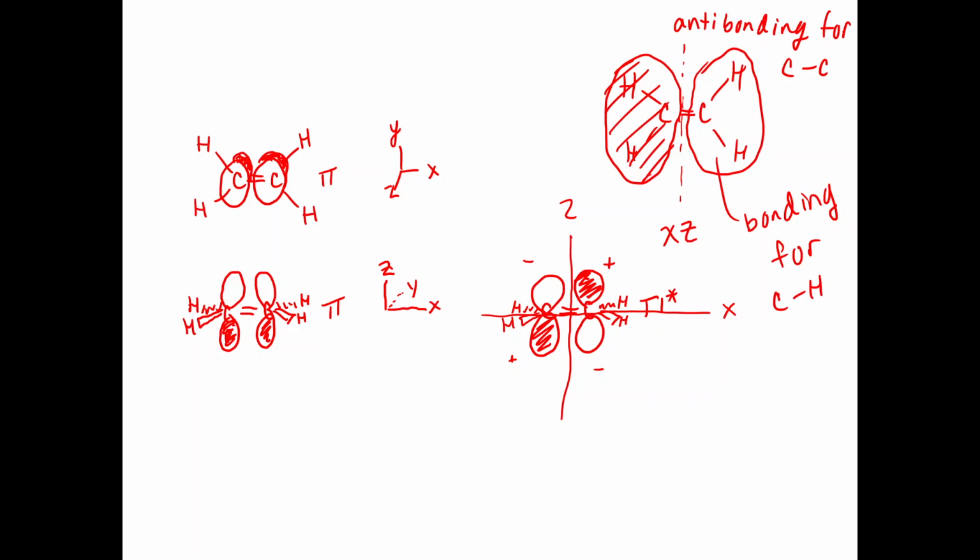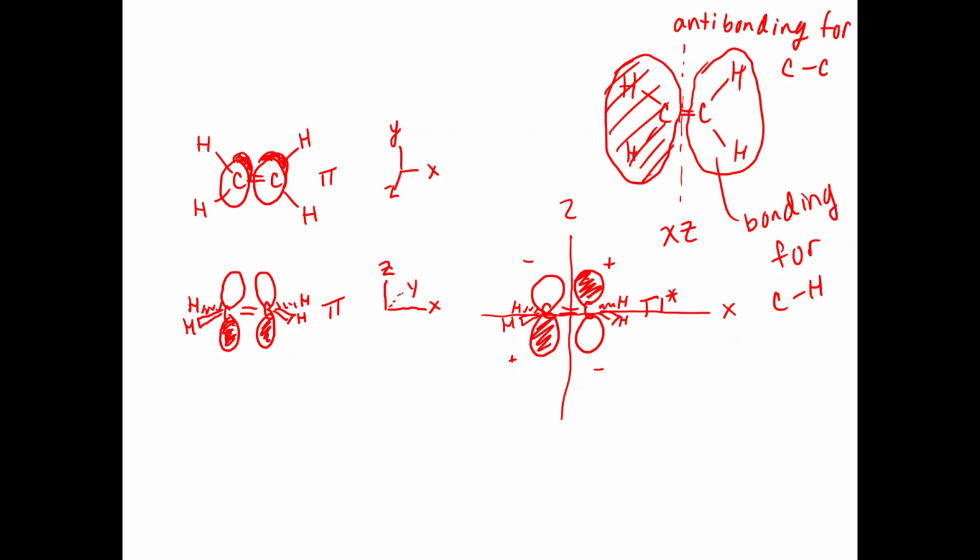If I give you a really complicated MO, in your estimation, a complicated looking one like this one in the upper right, you should be able to look at it and say, okay, the node breaks the carbon-carbon bond, so that's antibonding for carbon-carbon. And then the lobes, where the shading or non-shading region is, envelops the CH bonds, so that's bonding for CH. Because remember, these expanding and contracting parts of this MO are where the electrons are.